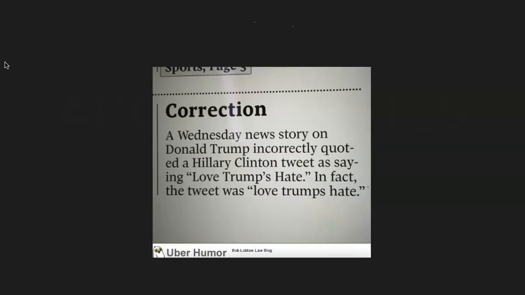In this case, "love trump's hate." What was clearly not meant, but was portrayed with that apostrophe use, is that the person loves Trump's hate. Instead, they meant to say love trumps hate, in terms of love is trumping hate.